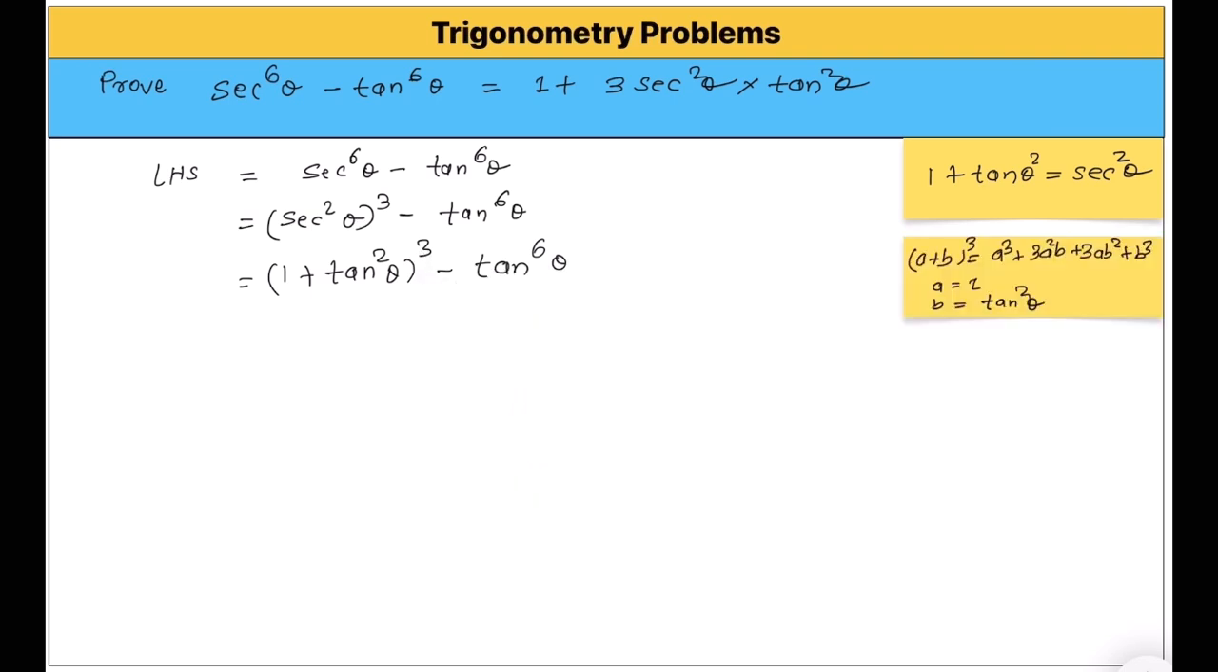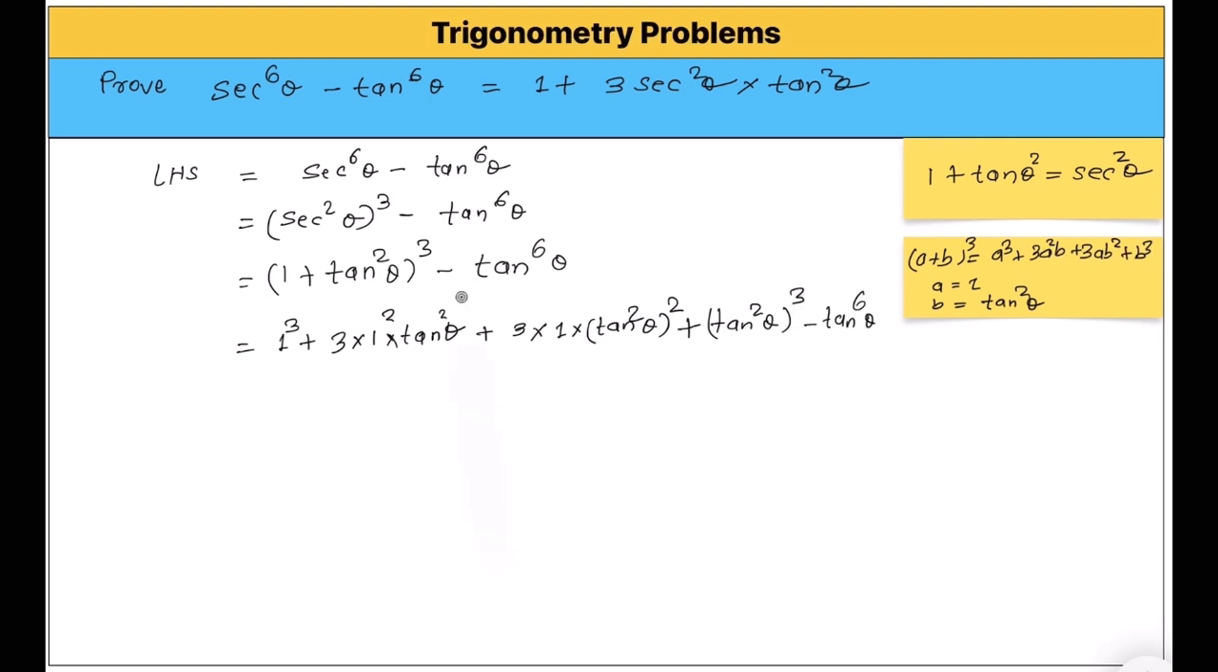We have already seen in algebra in previous standards, a plus b bracket cube is equal to a cube plus 3a square b plus 3ab square plus b cube. Let's assume a as 1 and b as tan square theta and expand this 1 plus tan square theta raised to 3. We get 1 cube plus 3 into 1 square tan square theta plus 3 into 1 into tan square theta bracket square plus tan square theta cube.